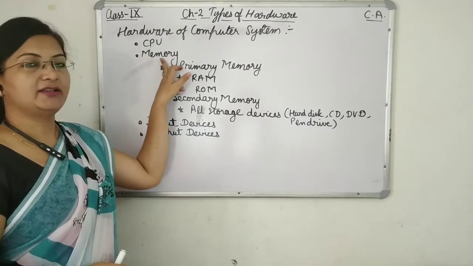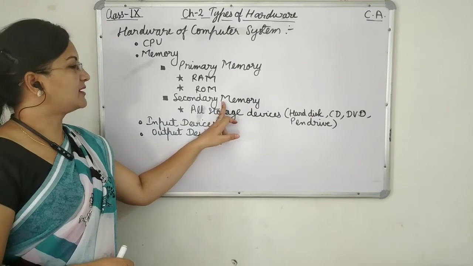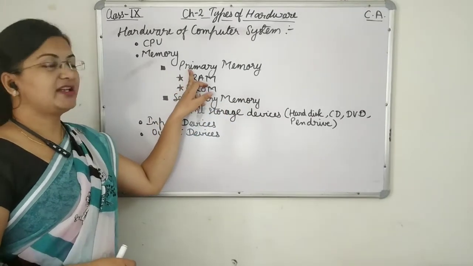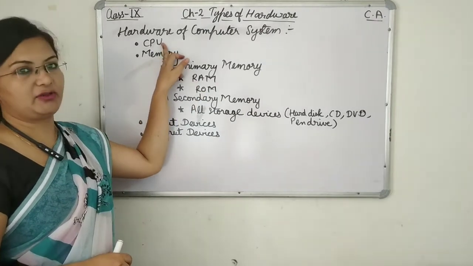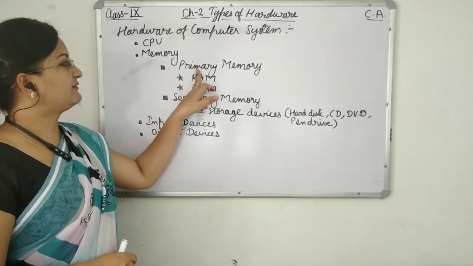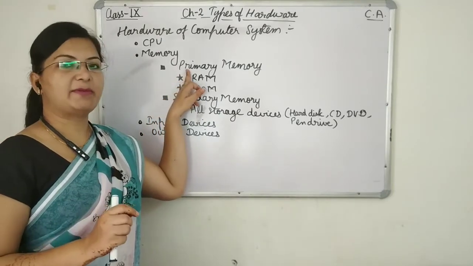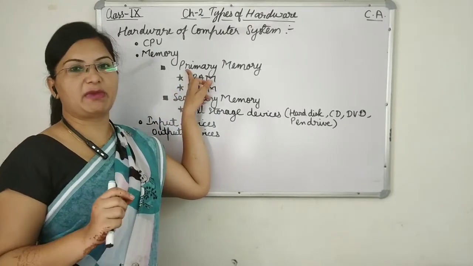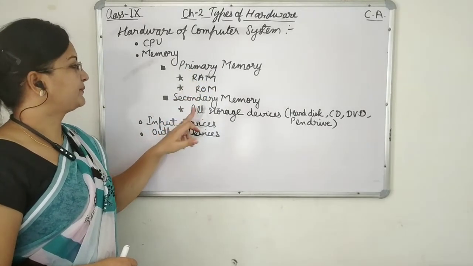Now memory. There are two types of memory: primary memory and secondary memory. Primary memory is internal memory, and this primary memory is inside the CPU. This memory is fixed inside the CPU, and primary memory is also known as internal memory, or we can also call it main memory. This memory is of two types, RAM and ROM.